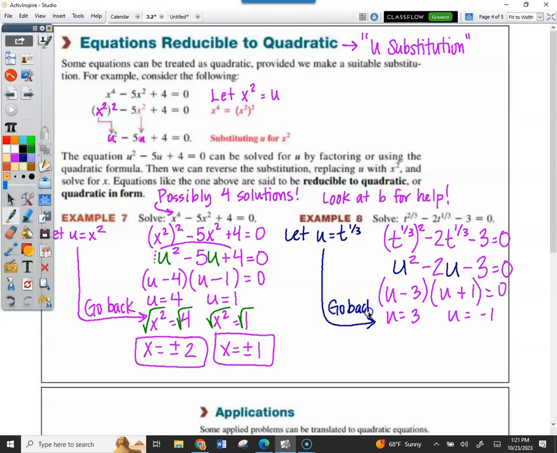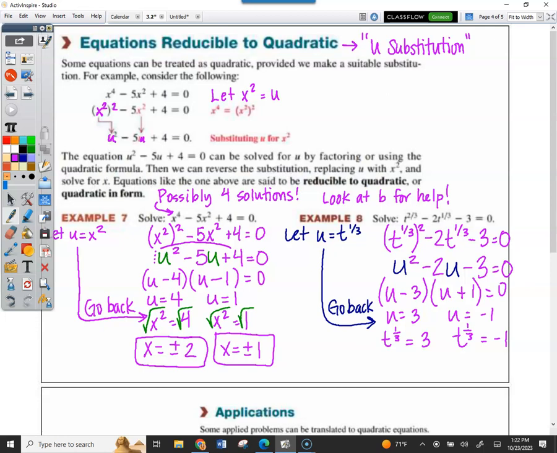So while it all started to look pretty there for a second, now you've got to go back to t to the third power. So this is actually t to the 1/3 power equals 3, and t to the 1/3 power equals negative 1. We need t to the 1/3 power to be just t to the 1 power, which means I need 1/3 to become 3/3, because 3/3 is 1.